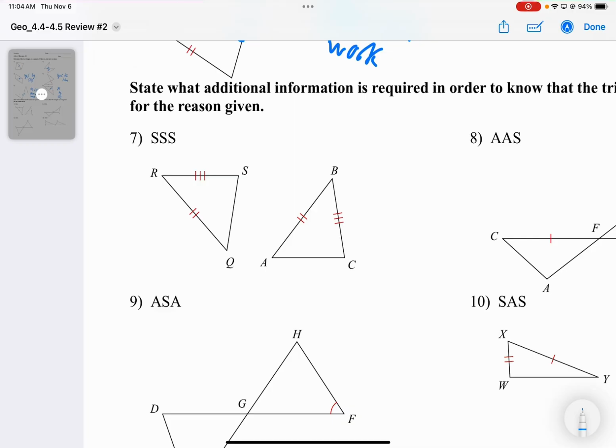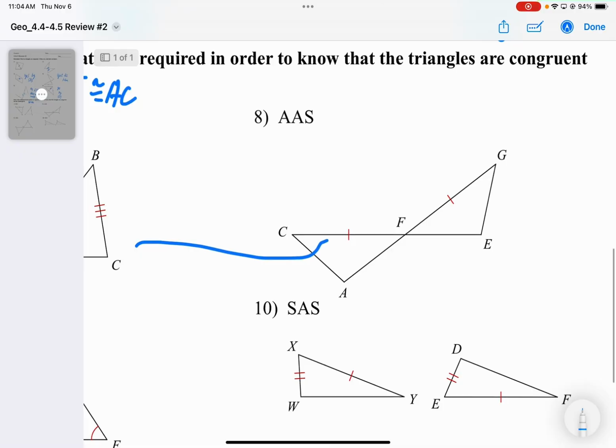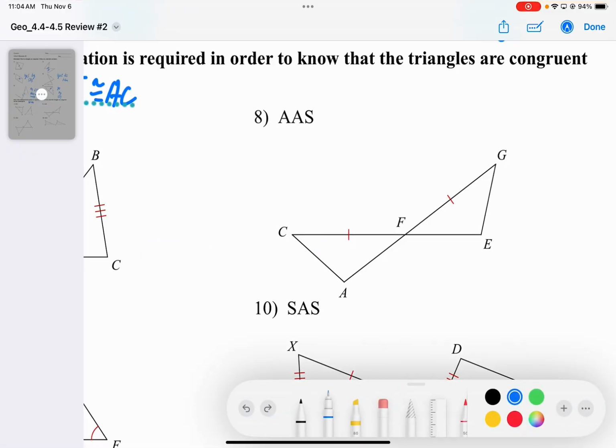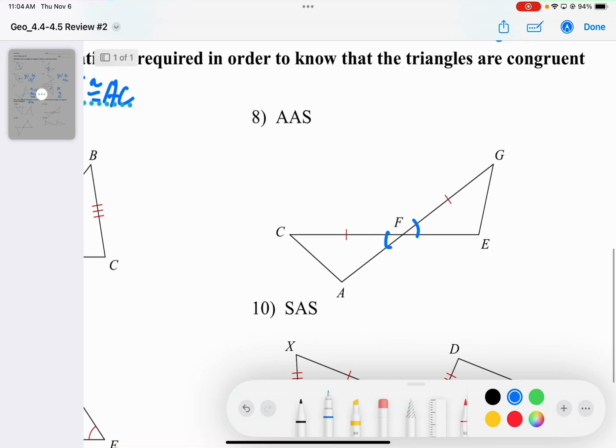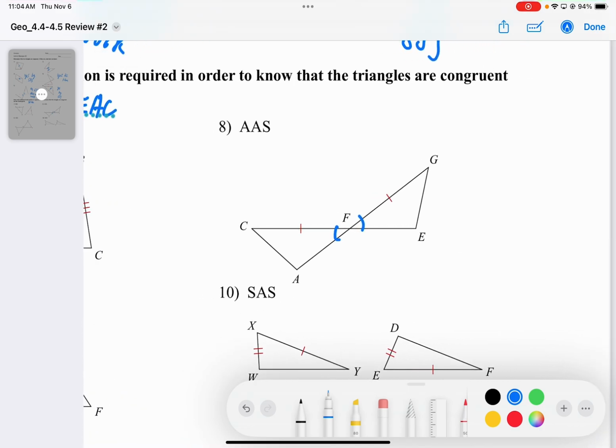If I were to prove 7 congruent by side, side, side, what other piece of information would I need to know? One more side, which would be what? Good job. If I were to prove 8 congruent by angle, angle, side, what other pieces of information would I need? I would know the vertical angles. That's assumed. What would be my last pair of angles? Angle E and angle A, not G and C, because then it would be angle side angle. Good. So angle E congruent to angle A.